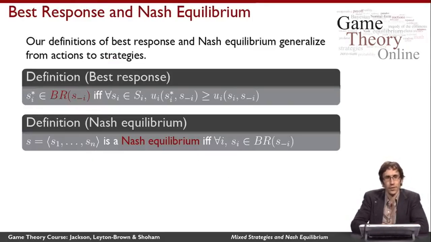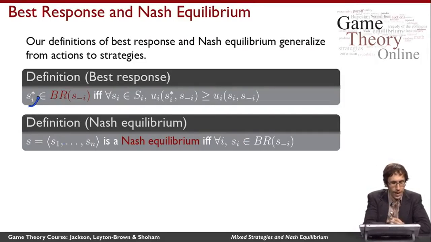Well, now that I've defined what strategies are, I can go back to my definitions of best response and Nash equilibrium. And basically, they work the way they did before, except I change all of the A's to S's. So that means I have to write these definitions again, and I'll go through them again. But conceptually, if you understood what best response and Nash equilibrium meant in the case of actions, then everything will work again. So I will say that a strategy S star i is an element of the set of best responses to strategy profile S minus i when the following condition is true.